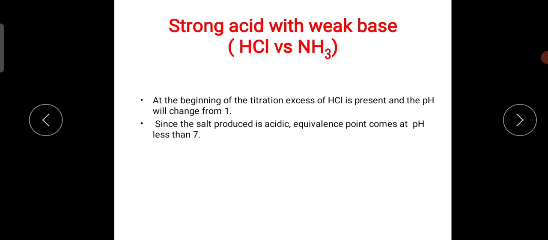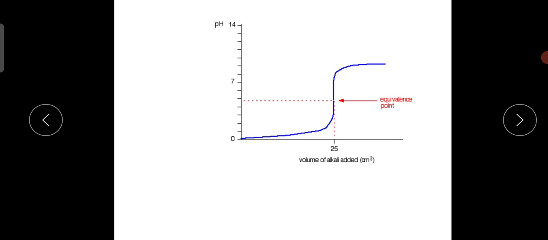Next, strong acid with weak base. Here the strong acid is hydrochloric acid and the weak base is ammonia. At the beginning of the titration, we know the concentration of hydrochloric acid will be more, so the pH will change from 1. Finally, the salt produced is acidic, but the equivalence point will be less than 7. You can see the graph. The pH starts from 1 and we reach the equivalence point here, which is less than 7.